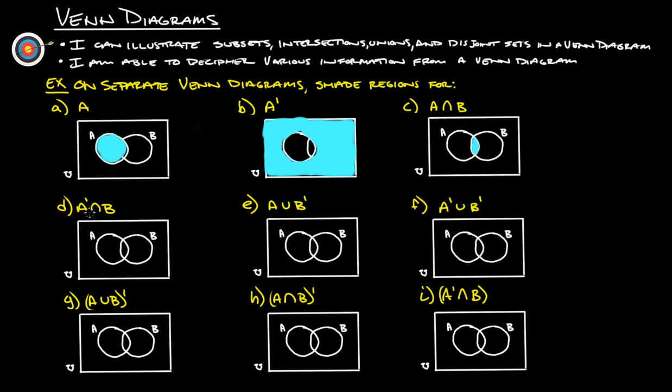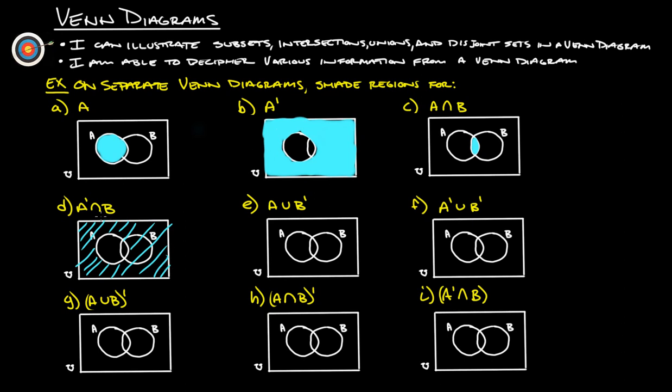Now we have A prime intersect B. Sometimes this gets a little tricky, so it can be nice to actually go through and figure out what each one is. Let's do some shading on this here. A prime is everything that's not in A. We did that already, so that's going to be all of this stuff here. We can shade all that in. I'm going to do this all with one direction.